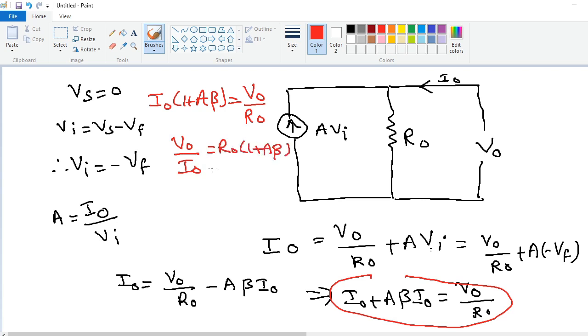So here R naught is the output resistance of the amplifier. V naught by I naught is equal to the output resistance of the feedback amplifier. So ROF is equal to R naught into 1 plus A beta. So output resistance of a current series feedback amplifier is increased by the factor of 1 plus A beta.